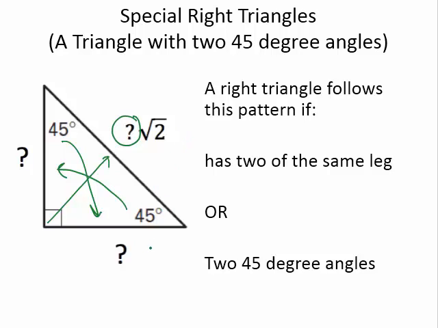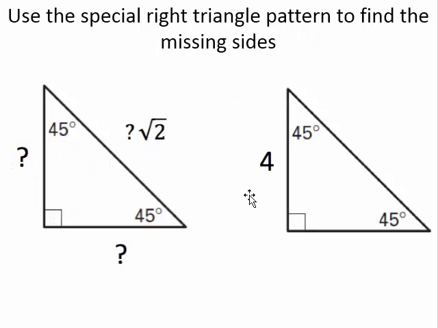Now we're going to be solving for missing side lengths of 45, 45, 90 degree triangles. And our goal will always be to find what that missing value is, or that question mark, because once we know that missing value, we can find all three sides of that triangle. Let's go ahead and take a look.